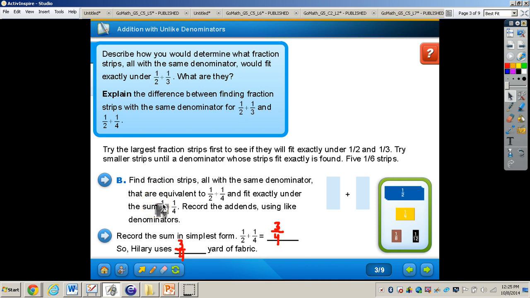Now underneath, draw conclusions: describe how you would determine what fraction strips all with the same denominator would fit exactly under 1/2 plus 1/3. What are they? I have the answer right underneath here, and I want you to copy that down. The process is: try the largest fraction strips first to see if they will fit exactly under 1/2 and 1/3. Try smaller strips until the denominator whose strips fit exactly is found, which would equal 5 1/6 strips.